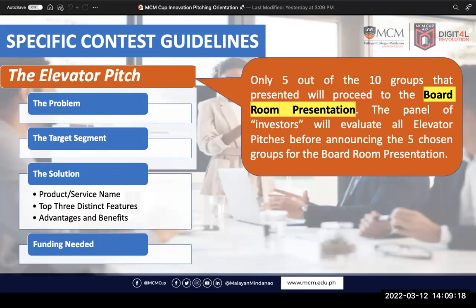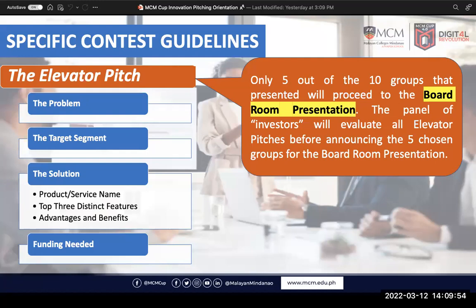This elevator pitch is a 2-minute pitch presentation of the concept. Based on what you have submitted, you will discuss with the panel the problems, the target segment, the solution, and if there is funding needed. So each team will be given a 2-minute pitch to discuss the presentation or the idea.